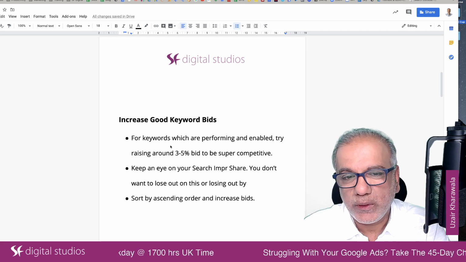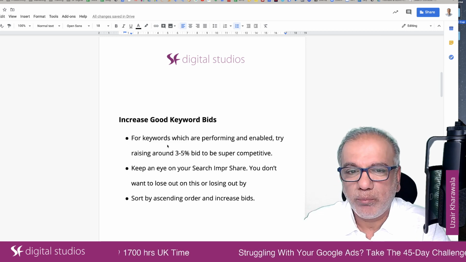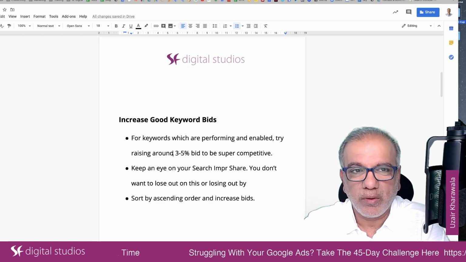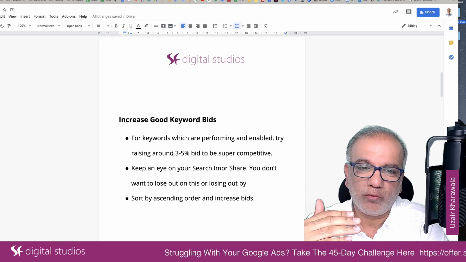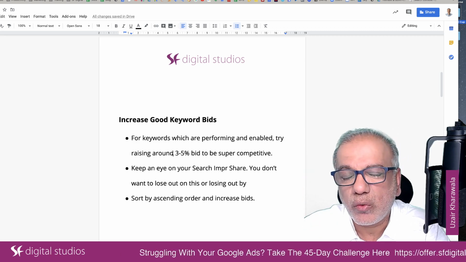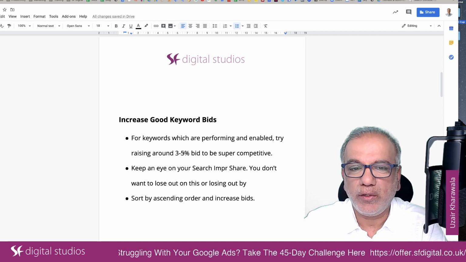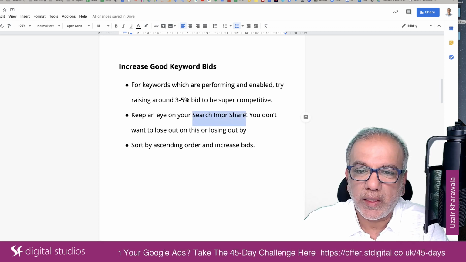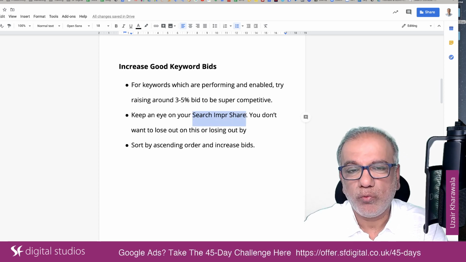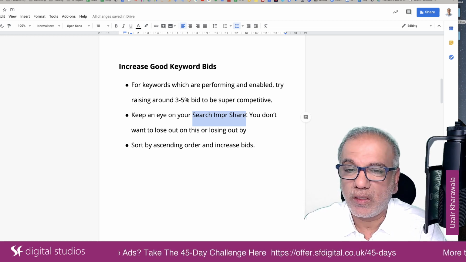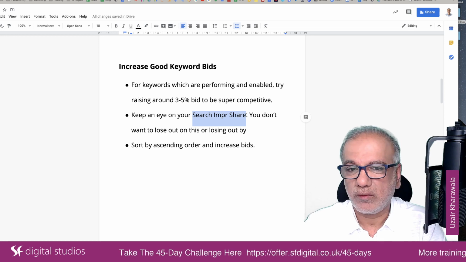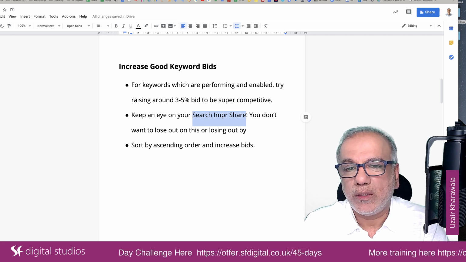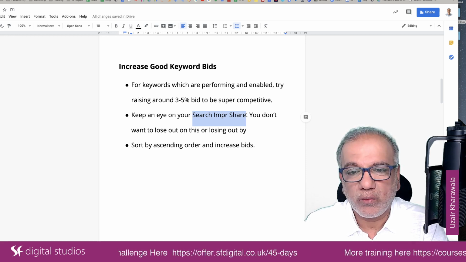So what I tend to do is I don't increase it by a huge amount, but between 3 to 5%. And if you keep increasing it every day, then obviously cumulatively it's going to go quite high. So just keep an eye on it. And what you don't want to do is to be losing out on your search impression share, because these are the good keywords. You want to be as high as possible, perhaps 80%, 85% or more. And I don't want to lose out on those impressions for my good quality keywords.